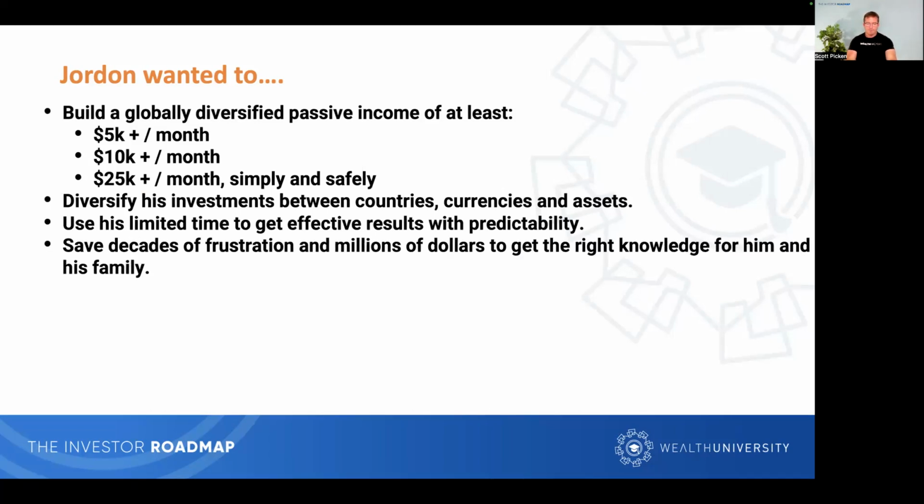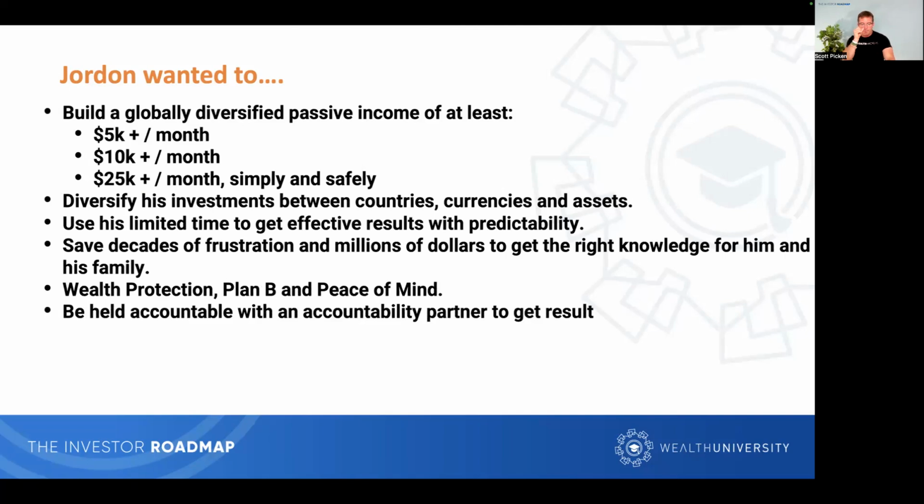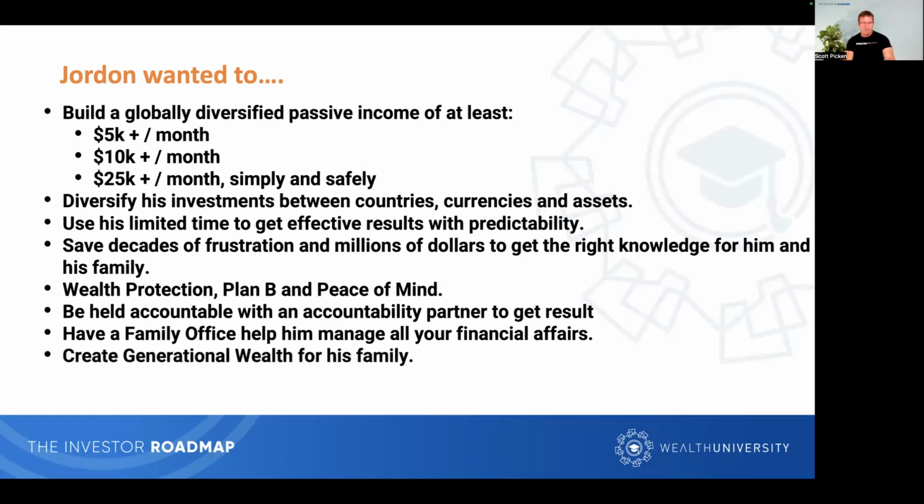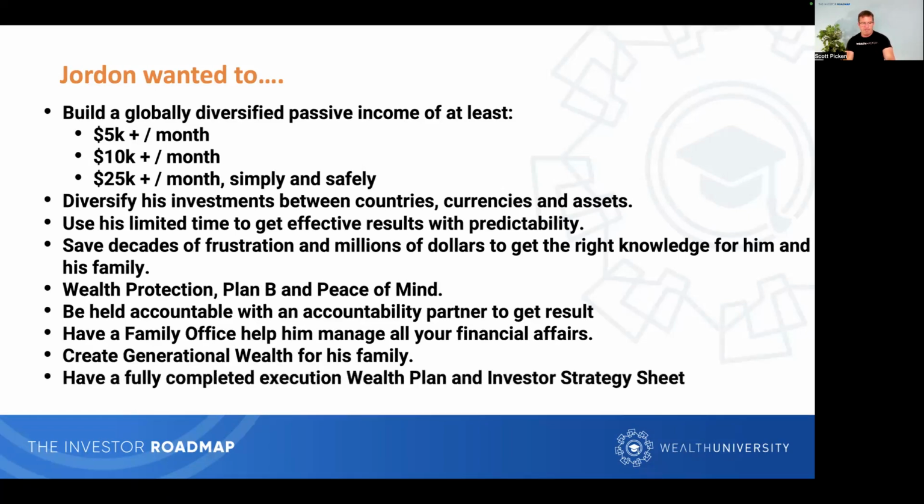It saved decades of frustration and millions of dollars to get access to the right knowledge for him and his family. It's wealth protection, plan B, and peace of mind. It's be accountable with an accountability partner to get results. It's have a family office to help manage all your financial affairs. It's create generational wealth for the family. It's have a fully completed execution wealth plan and investor strategy sheet, and it's get results.